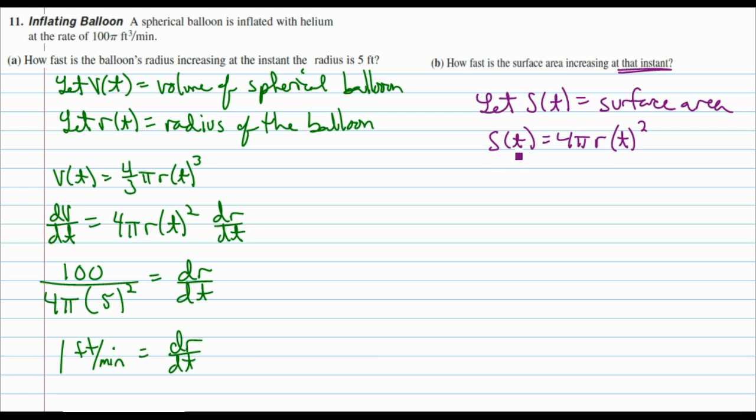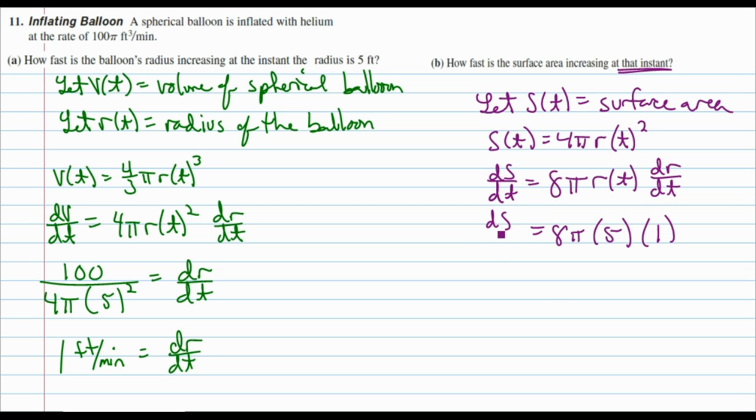Now we're going to take the derivative. dS dt equals 8 pi r of t to the first power, times the derivative of the function r, so dr dt. At this same instant, the radius is 5, and dr dt we have found to be 1. So we can find dS dt, how fast the surface area is increasing, and I get that that's 40 pi square feet per minute.